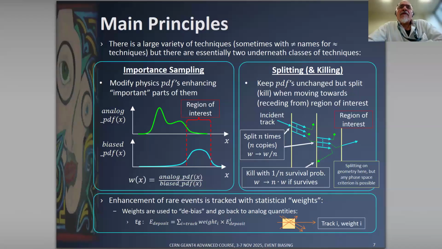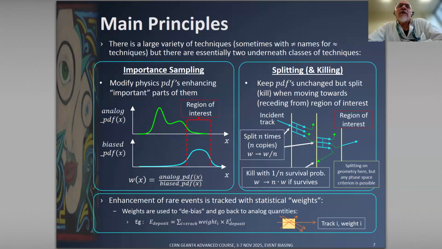The other class of techniques is the so-called splitting, which often comes with killing. In this class of techniques, you keep the probability density function unchanged, but you split when you move towards the region of interest. So on this little drawing, you have on the left the incoming particles, and on the right you define a region of interest. Here I've shown something which looks geometrical, but in fact it can be anything in the phase space. That is, it can be geometry, but it can also be a region of energy or an angular region or whatever is relevant to your problem.